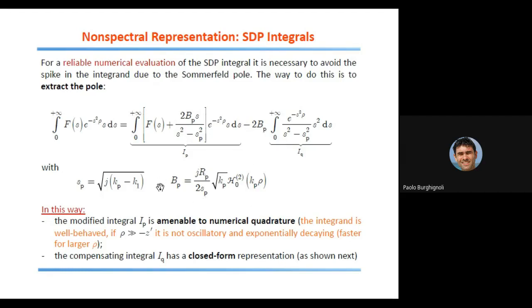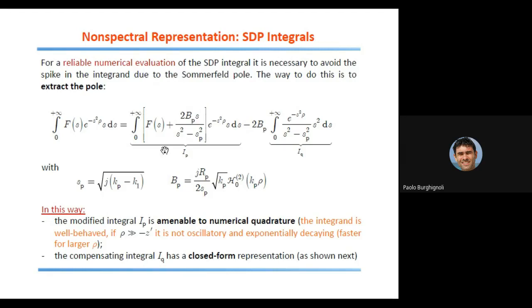By proceeding in this way, the modified integral I_P here, the one without the pole, can be integrated with simple quadratures, because now the integrand is well behaved. There is no sharp peak because there is no pole anymore.